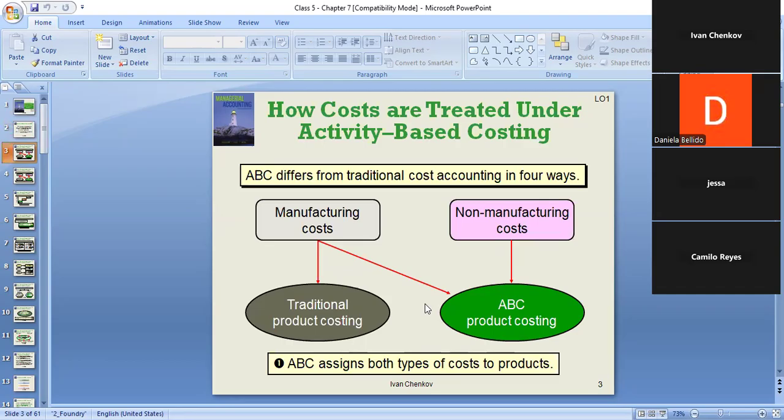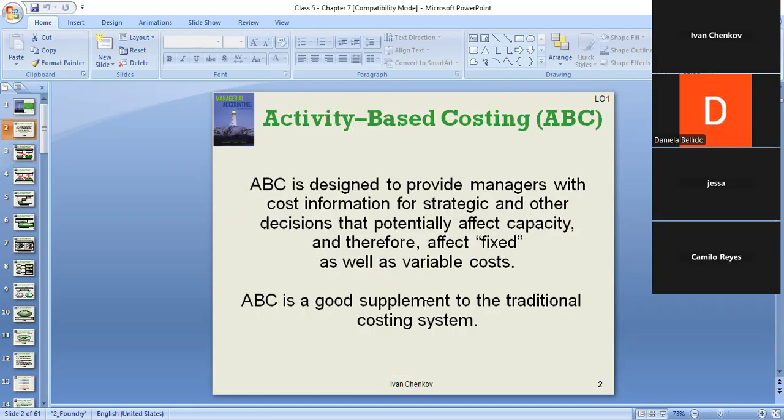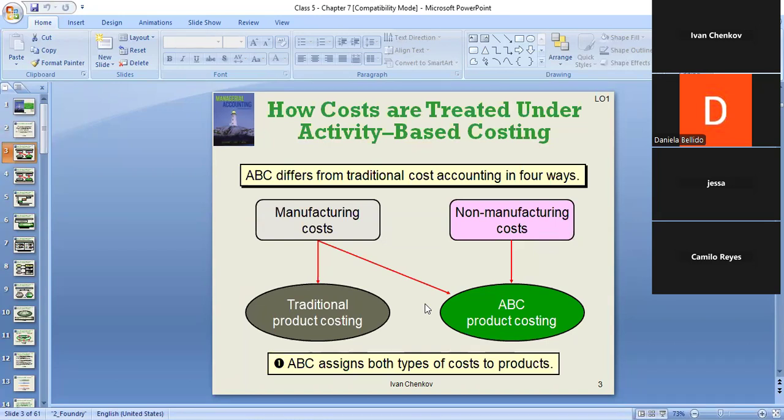Now, if the traditional system is the system that uses predetermined manufacturing overhead, and the activity-based costing system is a system that is based on the activity, what's the difference between one and the other? In traditional, when we're using only the manufacturing overhead cost, we are allocating only manufacturing overhead cost.